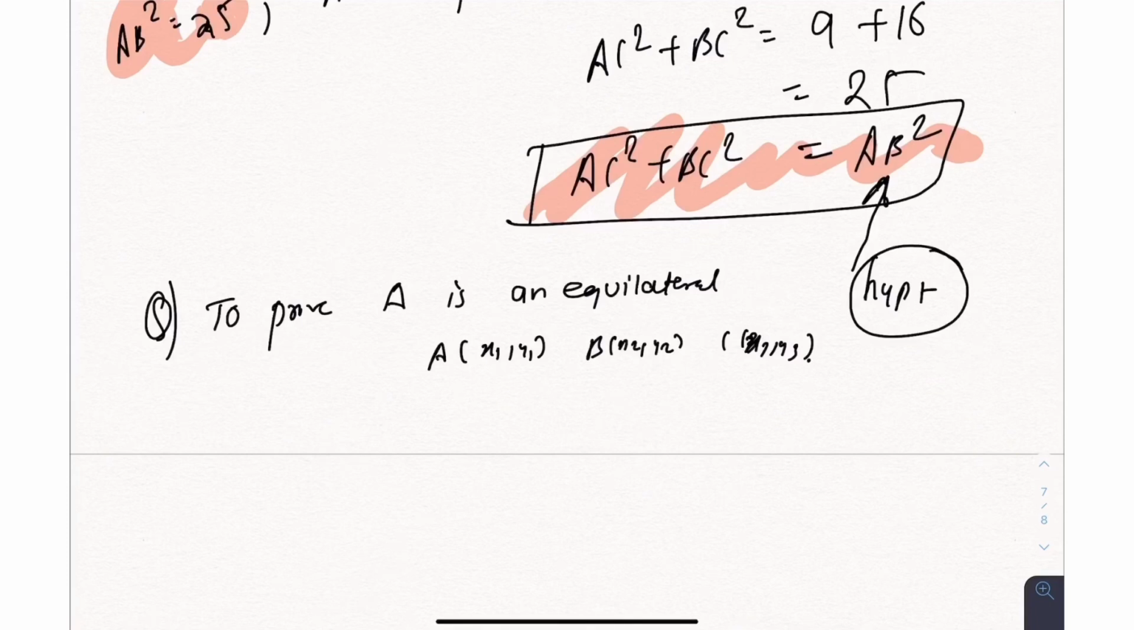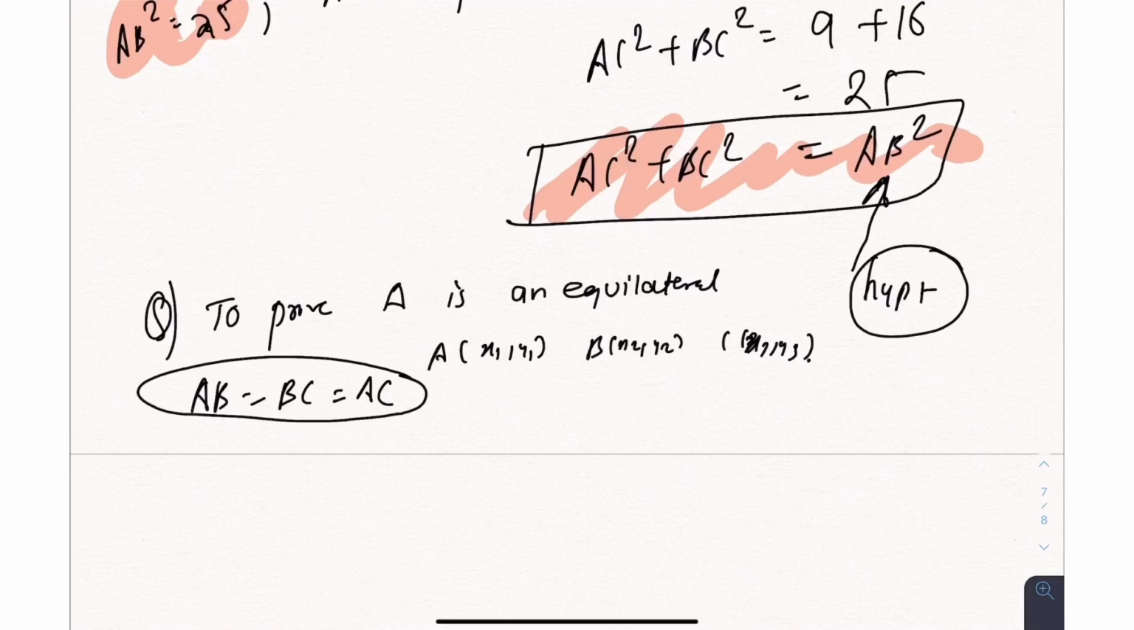So obviously we are dealing with the distance formula. We have to prove that all the sides are equal, which means we have to find the distance, or the length, of each side. If you are able to prove that length AB is equal to length BC is equal to length AC, if all three lengths are equal, then the triangle is an equilateral triangle. I hope this part is clear to you guys.